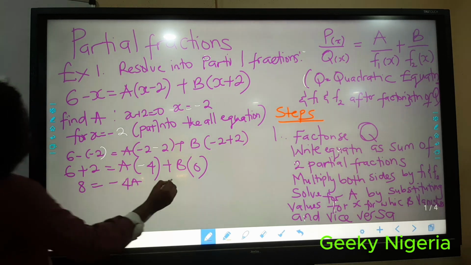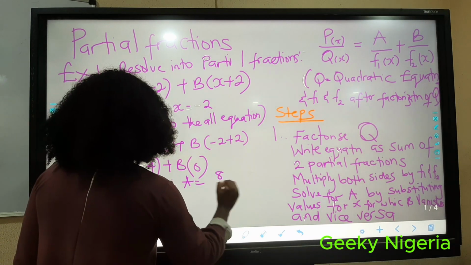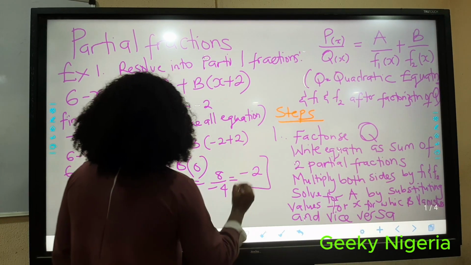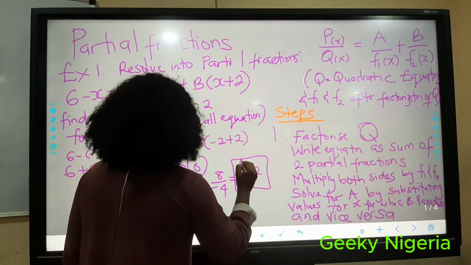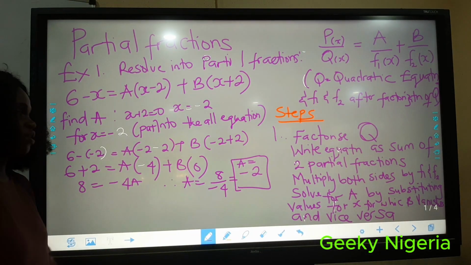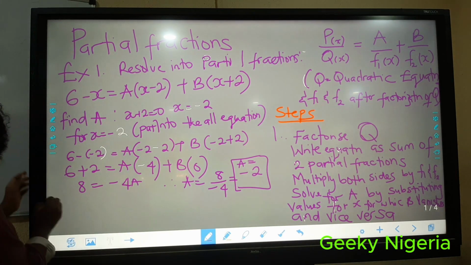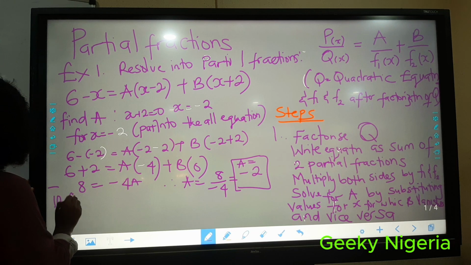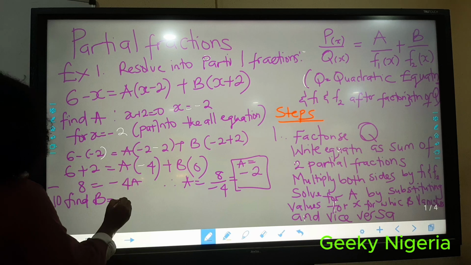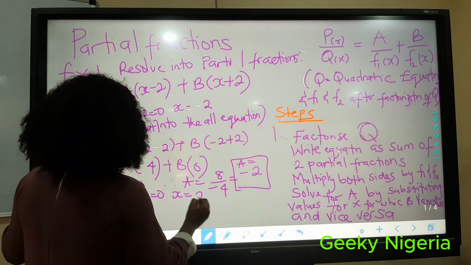Therefore, our A is equal to 8 all over minus 4, which is equal to minus 2. You need to put this in brackets. You now put your A here is equal to minus 2 so that you can easily find it. So the same thing, as I said, and vice versa. If we want to find B, we have to eliminate A. How do we eliminate A? Now put x minus 2 equal to 0. That means x has to be equal to 2.